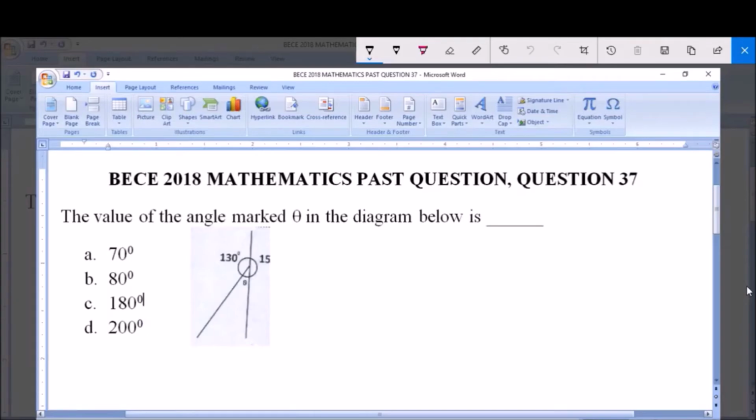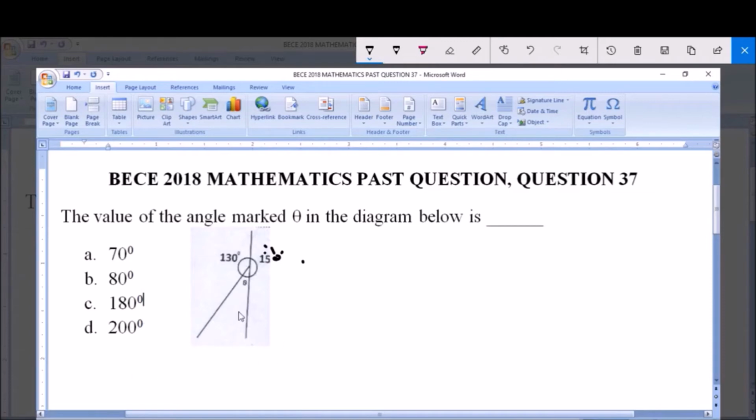Today we're going to be dealing with Bece 2018 Mathematics Past Question 37. The value of the angle marked theta in the diagram below is dash. Now this is the diagram. We say the angle marked theta in the diagram below is dash. A 70 degrees, B 180 degrees, C 180 degrees, and D 200 degrees.